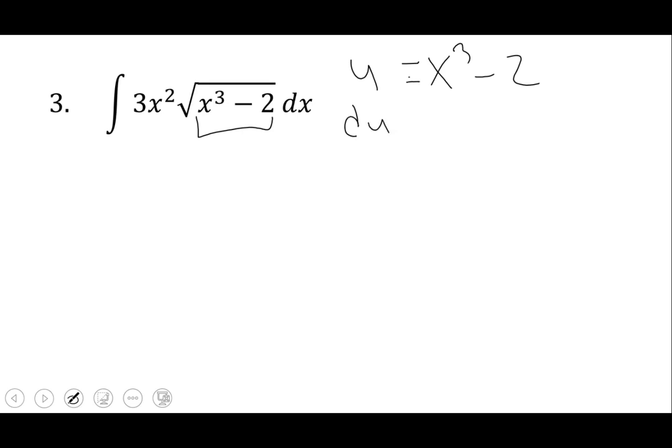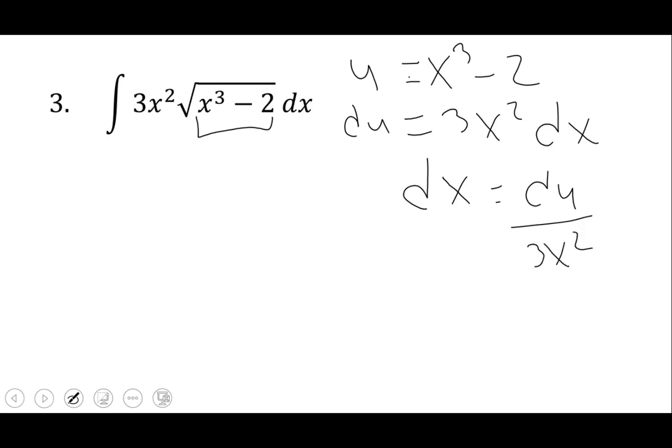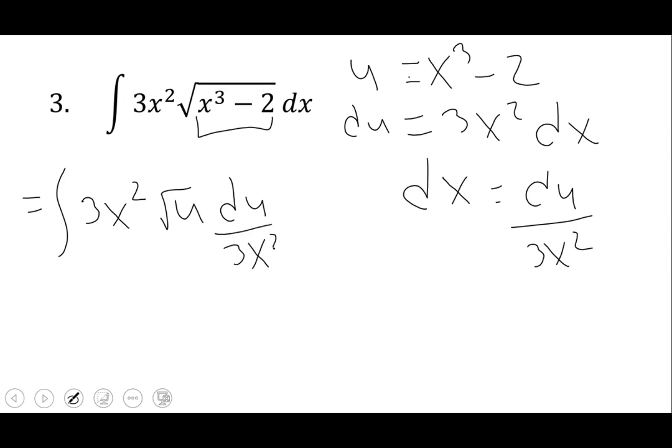I'm going to take the derivative of u and call that du. I'm going to take the derivative of x cubed and call that 3x squared dx. The derivative of a constant is gone. Solve for dx would be equal to du over 3x squared. Go back to the original problem. The 3x squared was already there. Instead of the square root of x cubed minus 2, you are now going to write that as a u. And then dx is equal to du over 3x squared.